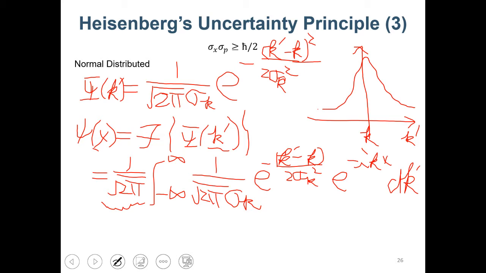Which means that for this one, you don't really have very accurate information for the particle, but the error is not really large because sigma k is finite. It's the standard deviation of this one.